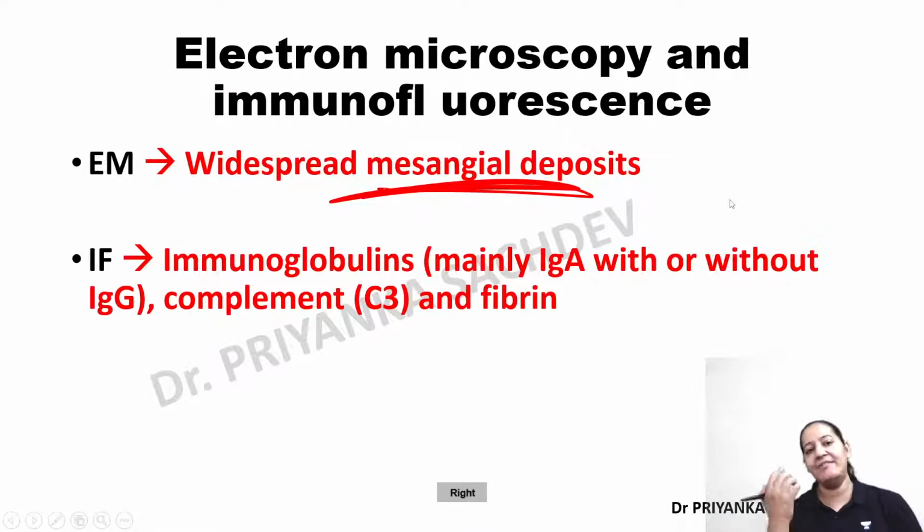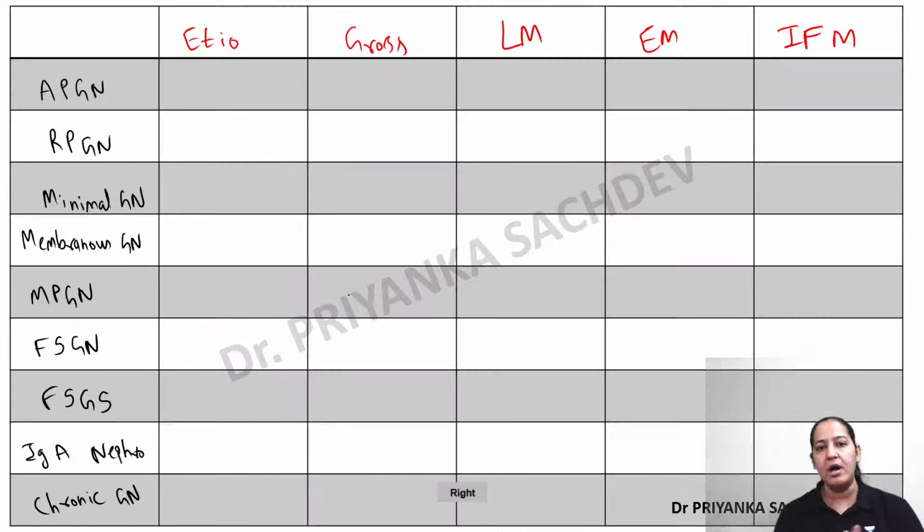Anyways, here the composition is the same. Composition is IgG or C3. I'm done with FSGN. Now I am coming on FSGS.